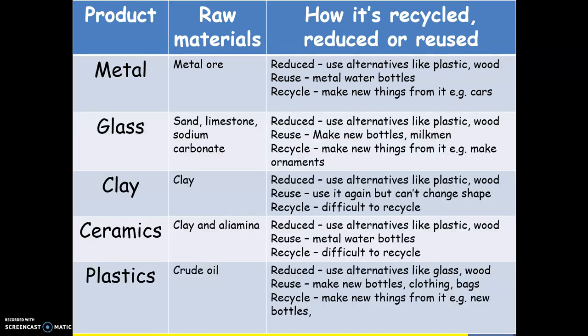For glass, clay, ceramics, and plastics, can you add in any corrections or add in any marks that you have got? Give yourself a mark out of 10. So 1 mark for each correct raw material, and then another mark for each correct reduced, reused, and recycled. Can you pause the recording and add in any corrections now?